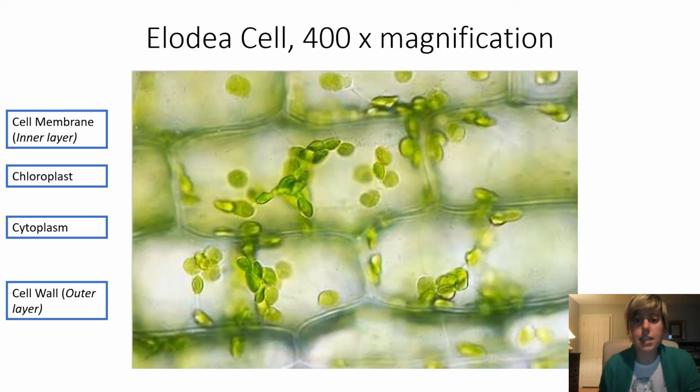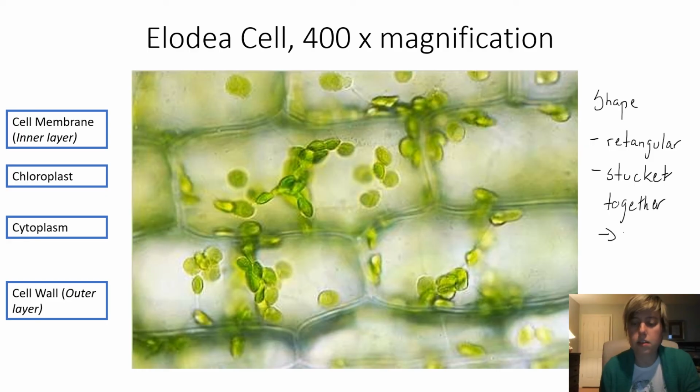So we have our Elodea, and if we're looking at our key things, number one, our shape is still rectangular, and our cells are stuck together. And they're stuck together in stacks. They kind of look like bricks. And that's probably a really good way to describe our plant cells, that they kind of look together as bricks piling one on top of each other.